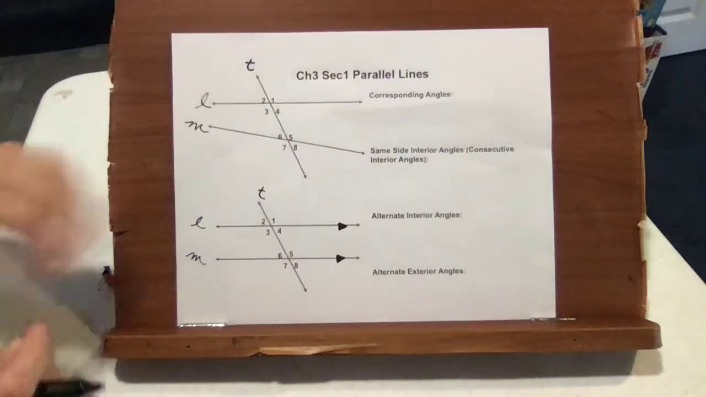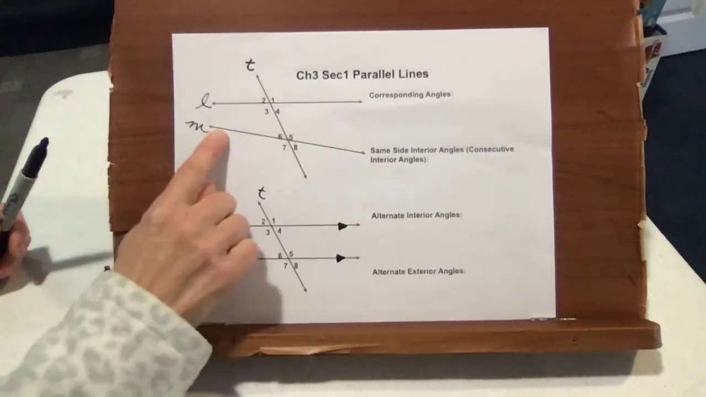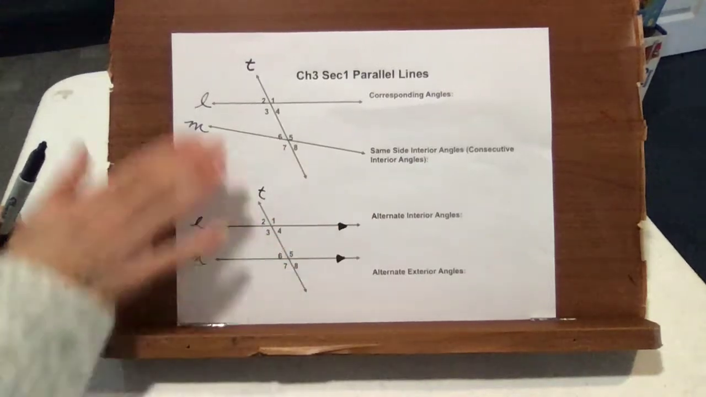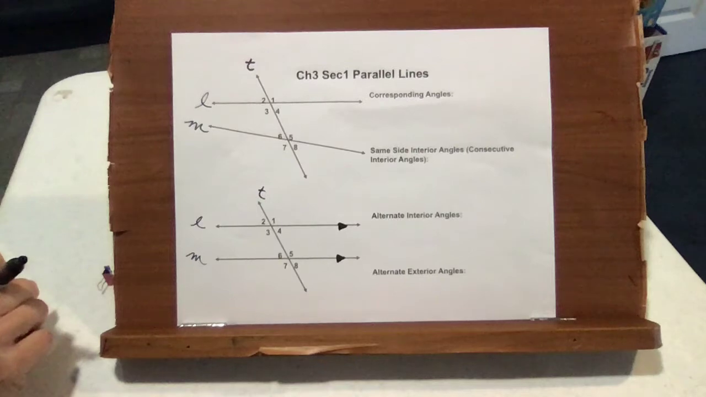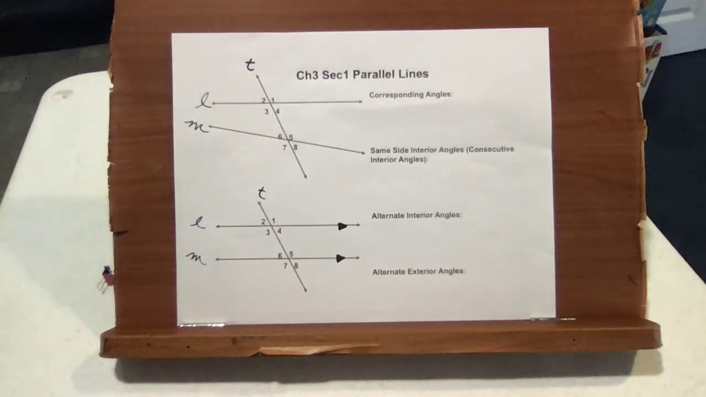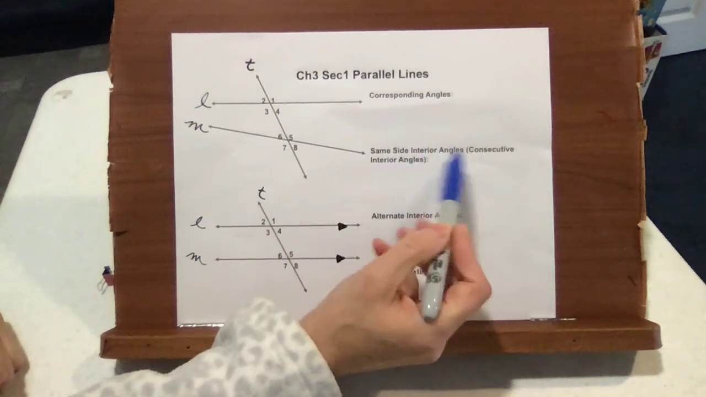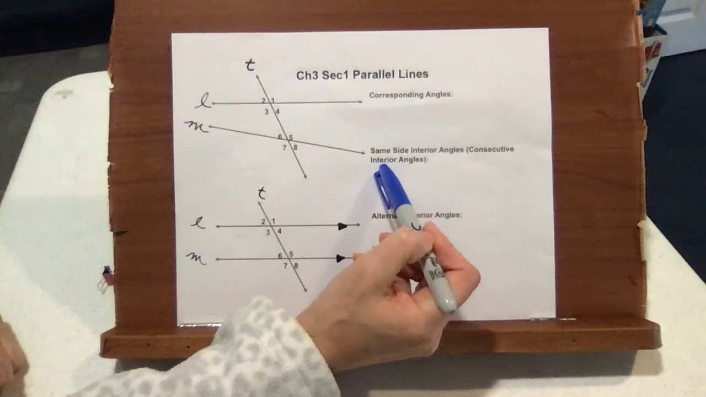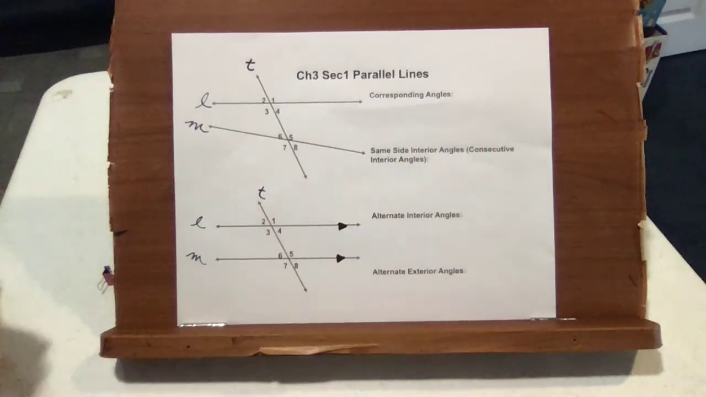So we have two cases where we have a transversal T intersecting lines L and M. And in the first case, the lines are not parallel. In the second case, the lines are parallel. In either case, we have different kinds of angles that are formed. We have corresponding angles, what we call same-side interior or consecutive interior angles, alternate interior angles, and alternate exterior angles.